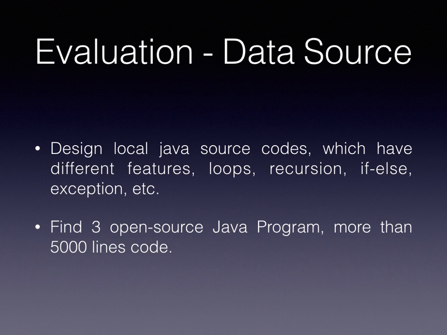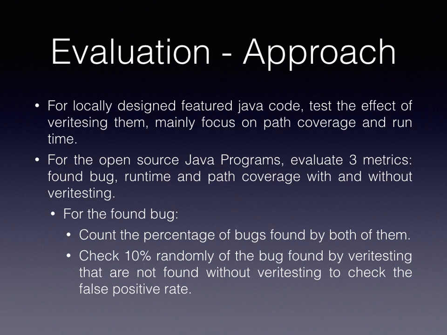The second data source is that I will find three open source Java programs. Each of them has more than 5,000 lines of code. And for the evaluation approach, for the locally designed featured Java code, I'll test the effect of vary testing on them, mainly focusing on the path coverage and the runtime. For the open source Java programs I found online, I will evaluate three metrics: the found bugs, runtime, and path coverage with and without vary testing.